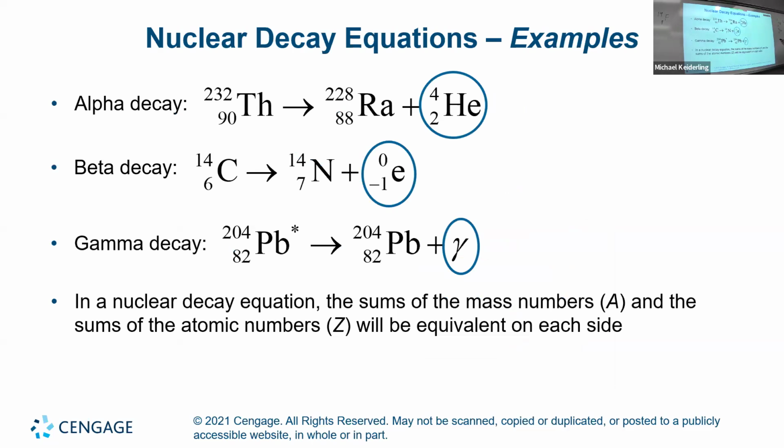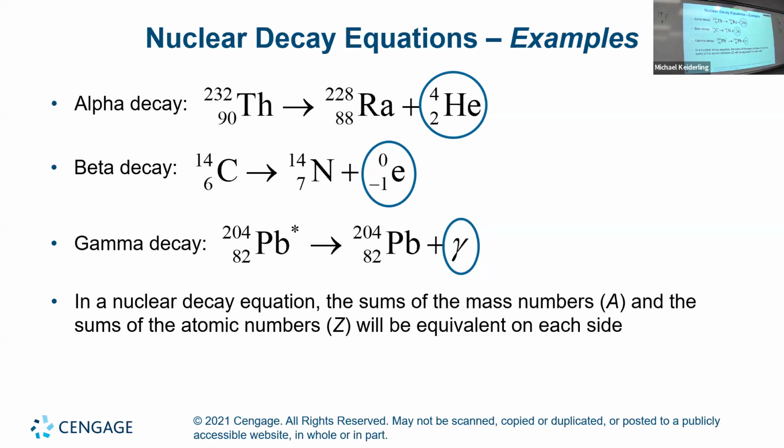Thorium-232 decays to radium-228. You see how it lost 4 from its atomic mass and 2 from its atomic number by alpha decay, emitting a helium nucleus, which has a mass of 4 and 2 protons.